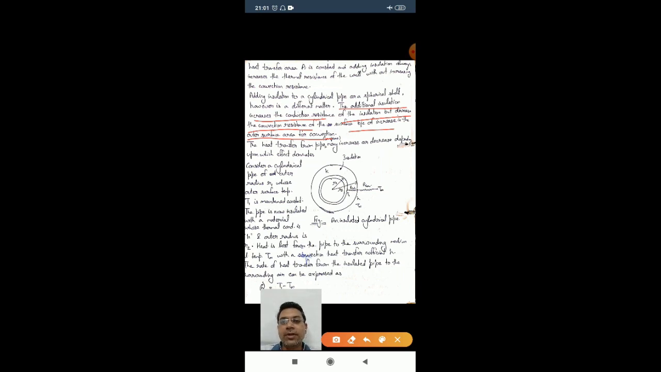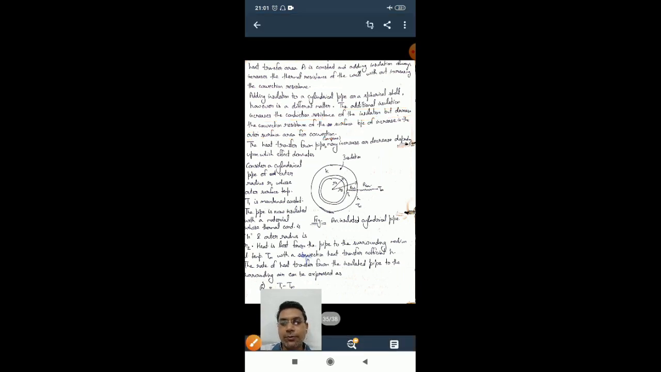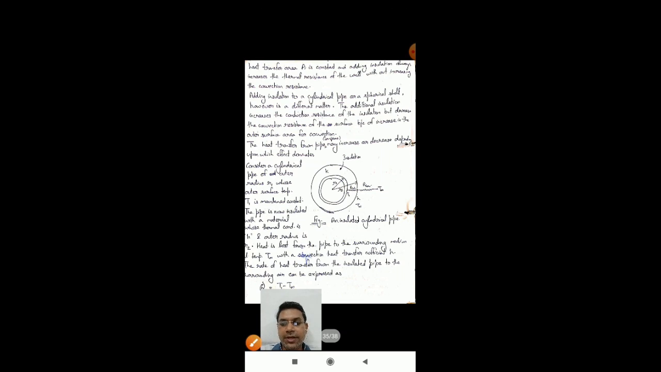Now the heat transfer from the pipe may increase or decrease depending upon which effect dominates. This is an important line which I am going to highlight: heat transfer from the pipe may increase or decrease depending upon which effect dominates. Which effect means whether the conduction dominates or the convection dominates.